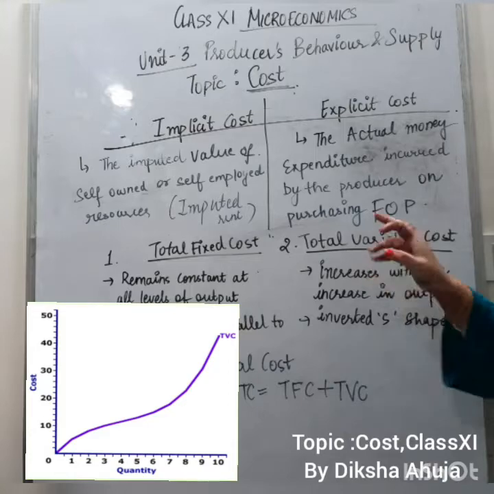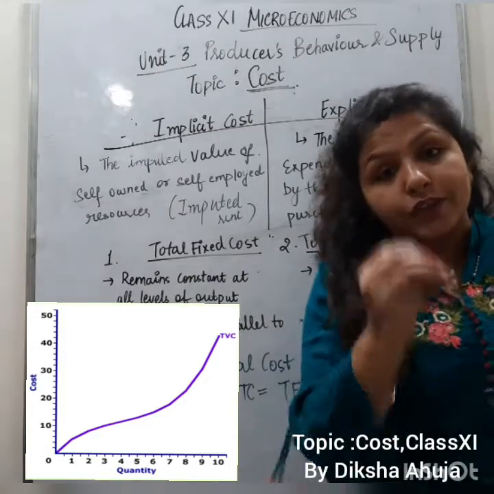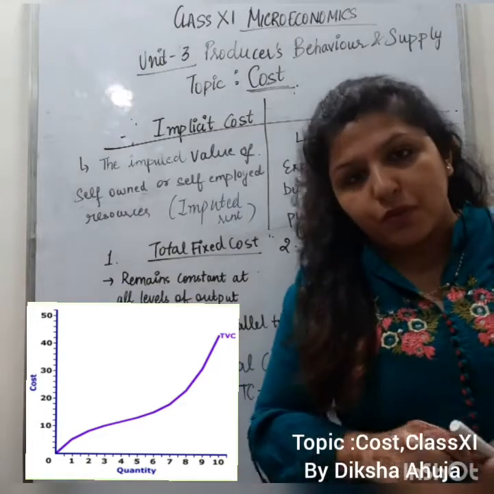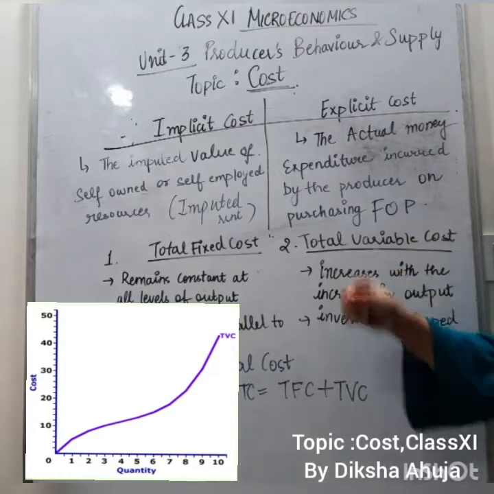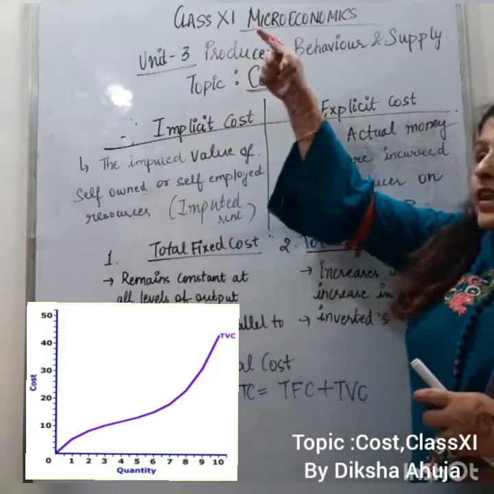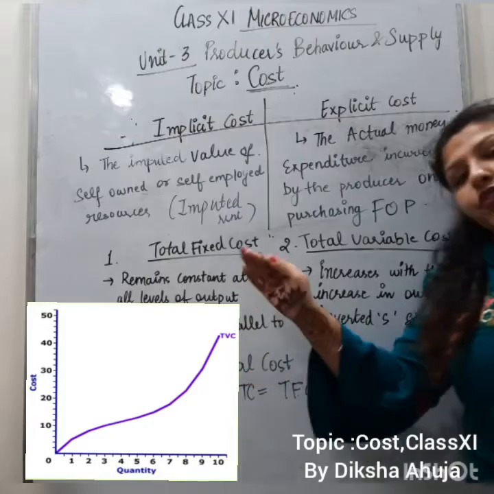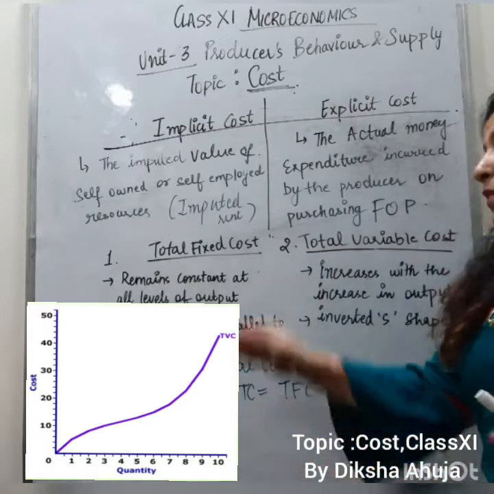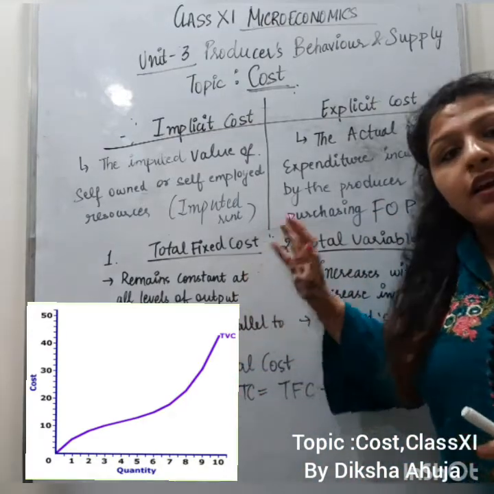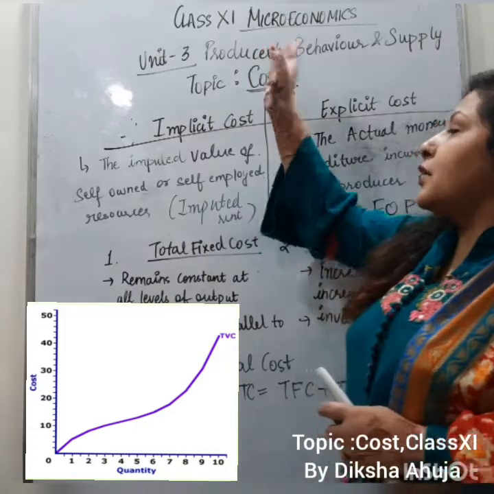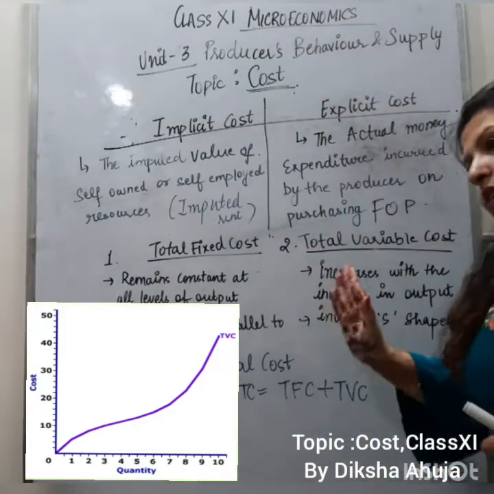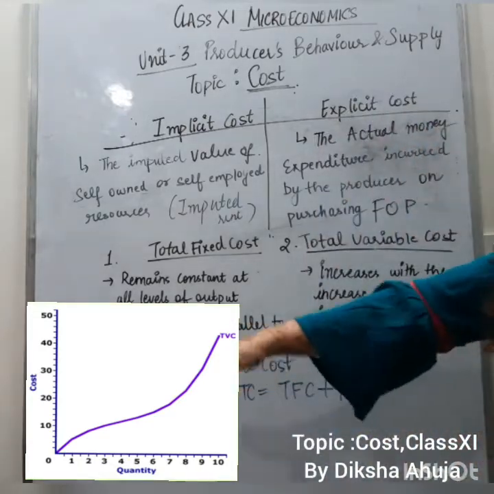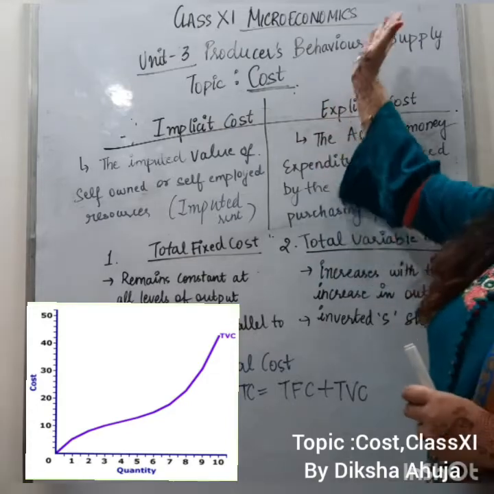The shape of TVC is inverted S shape, as I have explained in the lectures, that TVC is inverted S shape because of the law of variable proportion. You can have a look on this diagram that firstly when TP increases at increasing rate, at that time TVC increases at diminishing rate. जब production speedily increase हो रही है at increasing rate, at that point of time TVC increases at diminishing rate. After that, when TP increases at diminishing rate, becomes maximum and falls, TVC increases at increasing rate. So TVC is inverted S shape because first it increases at diminishing rate, then it increases at increasing rate.